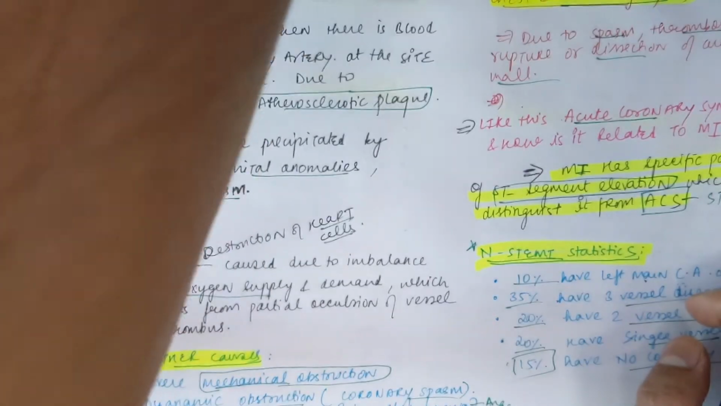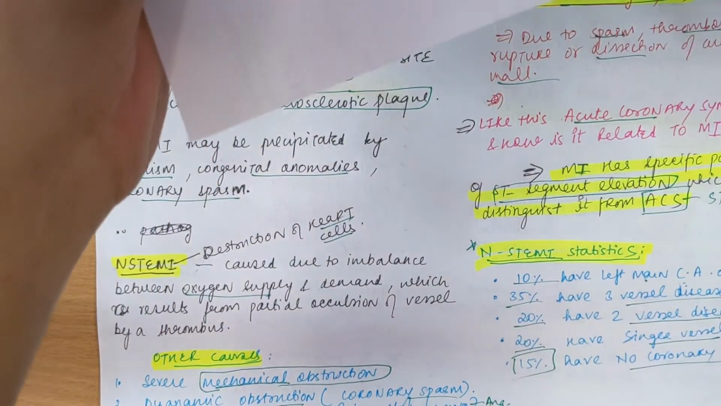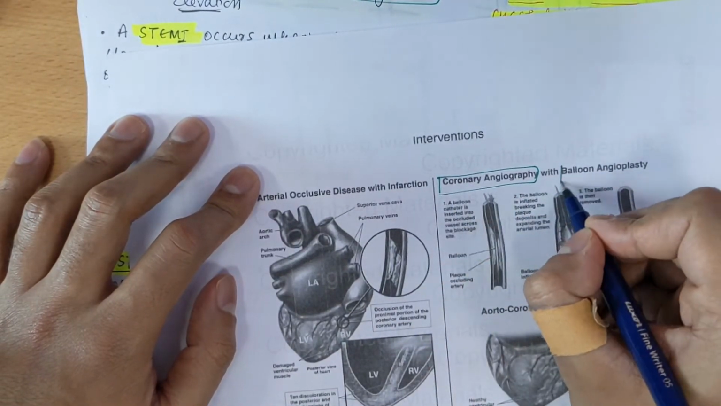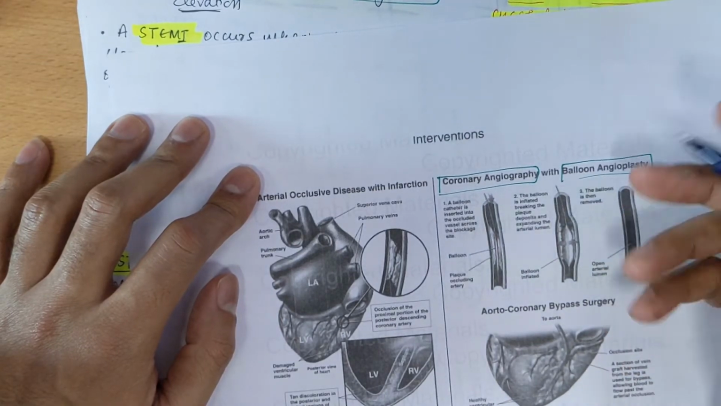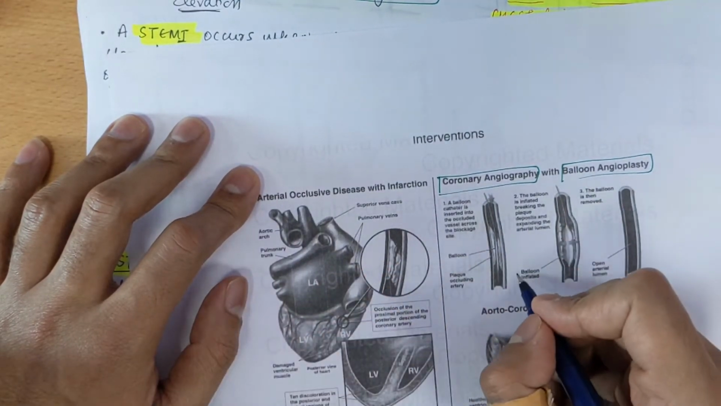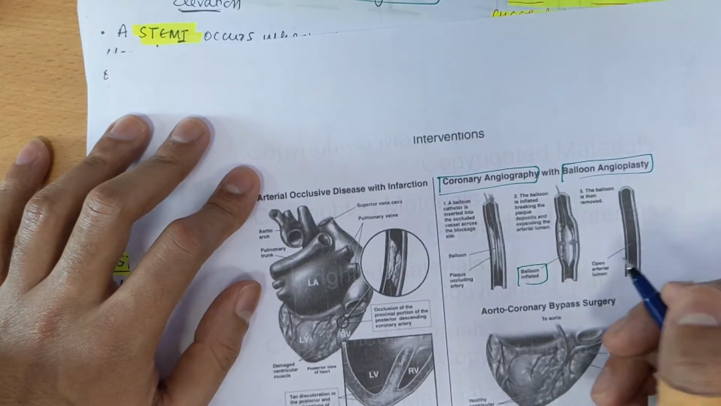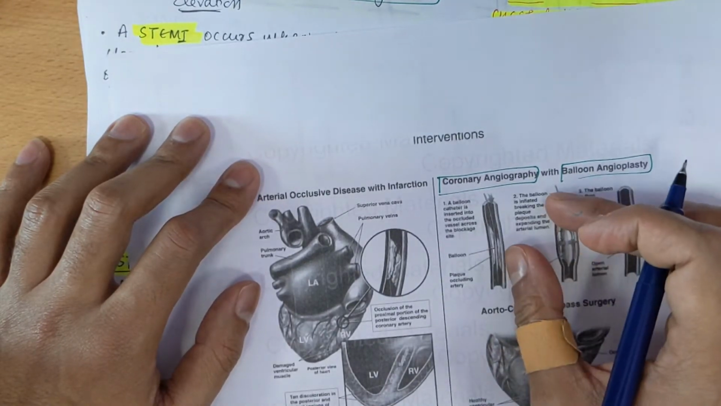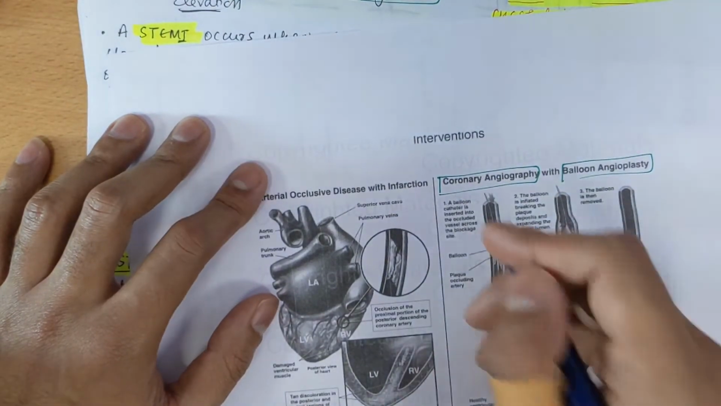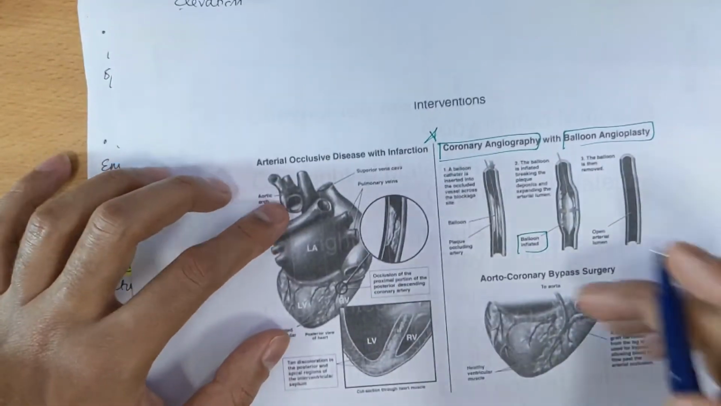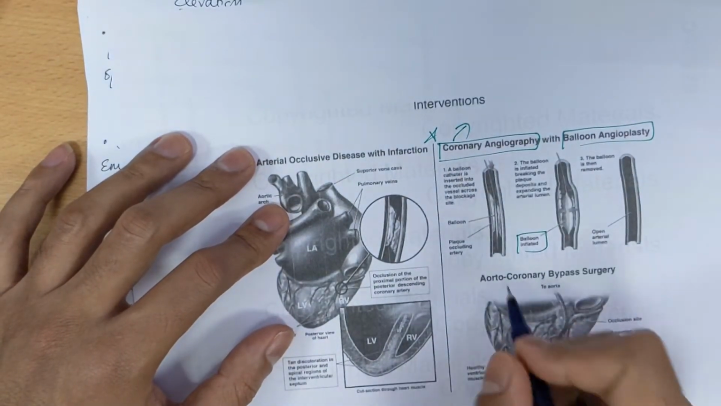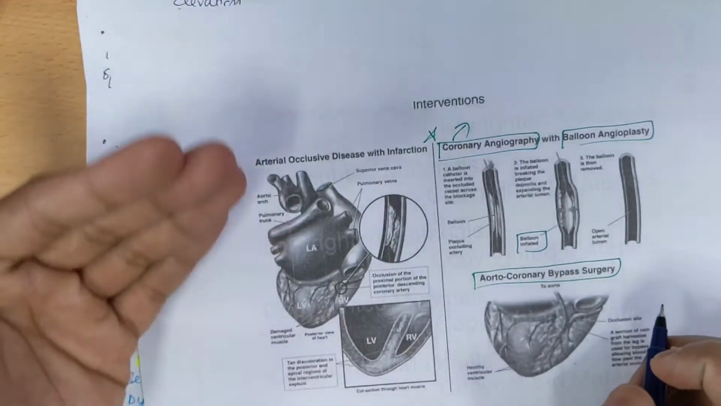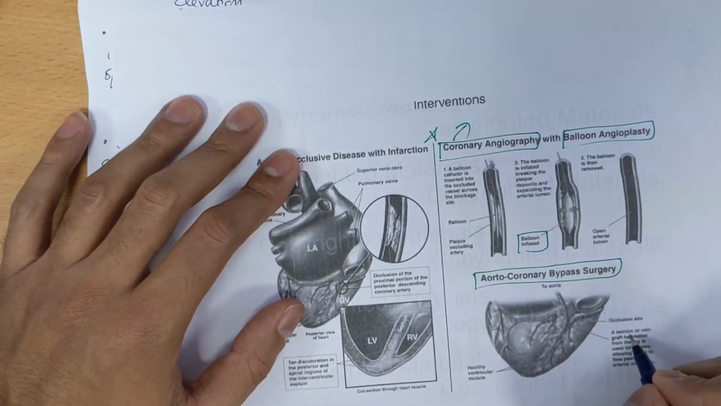Now this was the theory, and if we go to the treatment, we have coronary angiography with balloon angioplasty, in which we inflate the vessel with a balloon, due to which there is dilation. And after that we can remove the plaque by expanding the arterial lumen. So inflation is done in this case, like balloon angioplasty. This is done through coronary angiography. And there is aortocoronary bypass surgery, in which we actually divert the pathway, in which we bypass the occlusion site.